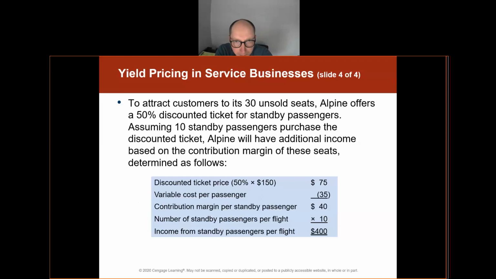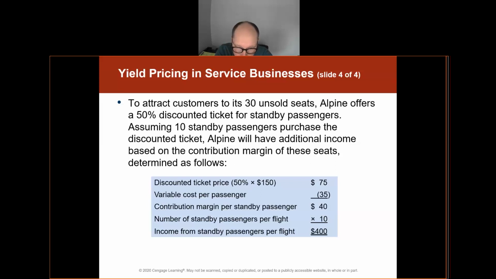I'm pretty sure we talked a lot about break even last week. How do we sell the other 30 seats that we haven't sold yet? Well, we could either put it on discount to fill the flight, or if the demand is already there, you could even raise the price. But if you want to fill the flight and you've already broken even, you could put it on discount. So you have a sale, 50% off, pretty good deal. $75 a ticket, minus variable cost per passenger, contribution margin on the remaining seats, $40 per seat.